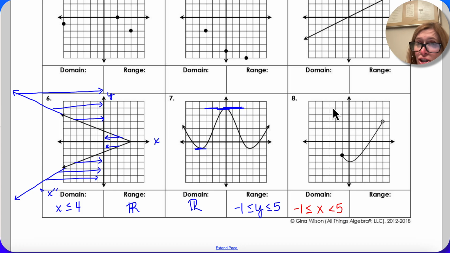Okay, my range, I'm going to look at my low value, which looks like -3, and my highest value on the graph, which looks like +3. Again, it would be y's. I want y's between -3 and 3. All right, this is something that needs practice, so hopefully that part helped.